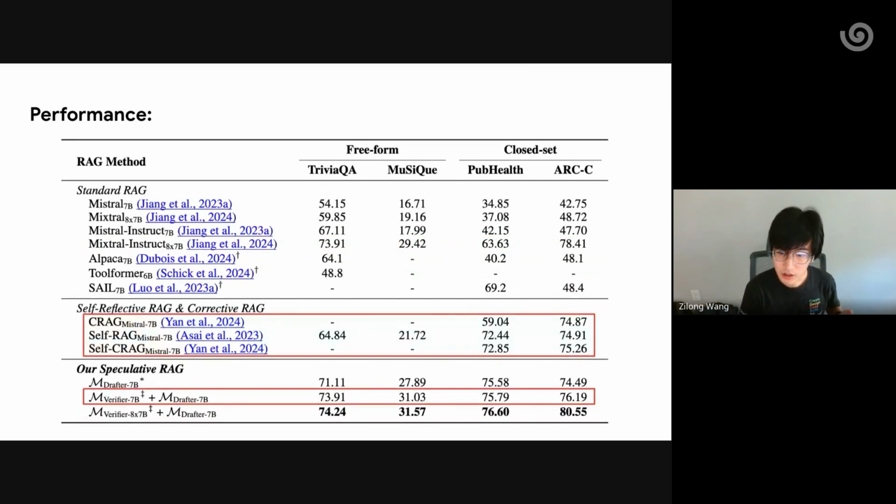Another highlight here is Corrective RAG and Self-RAG compared with this version. We use a smaller verifier, and basically in this comparison we are using the same fine-tuned parameters. In Self-RAG and Corrective RAG, they use the 7B version. They fine-tune the 7B parameters. In our case, we also fine-tune 7B parameters in the drafter. So you can see Speculative RAG is also very effective in the smaller models paradigm.